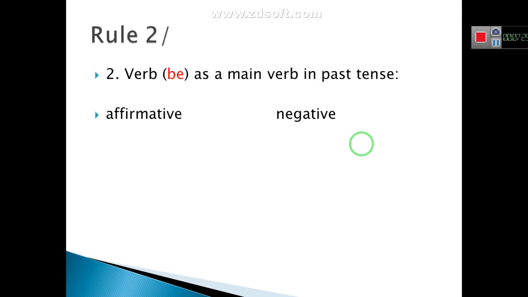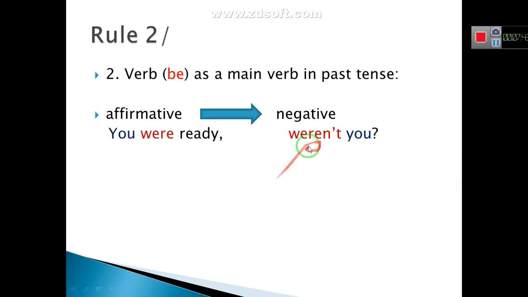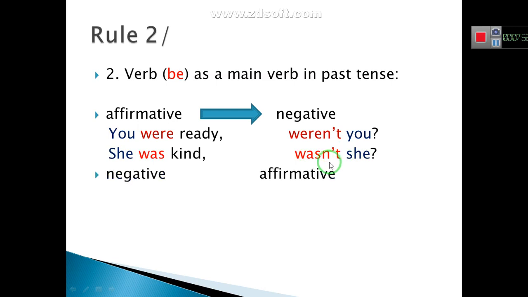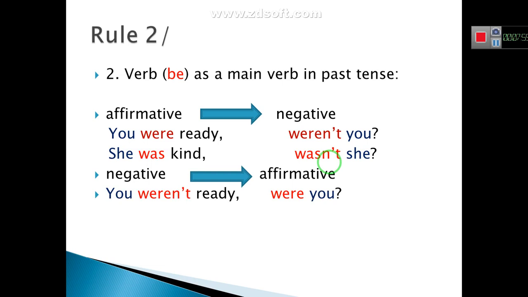The second one, verb be as a main verb in past tense. As you know, verb be as a main verb in past tense is was and were. For the affirmative, you were ready, weren't you? Again, the same verb be, changed to negative, then the subject. She was kind, wasn't she? Okay, for the negative, you weren't ready, were you? Verb be, without not, we have to change to affirmative, then you. She wasn't kind, was she?